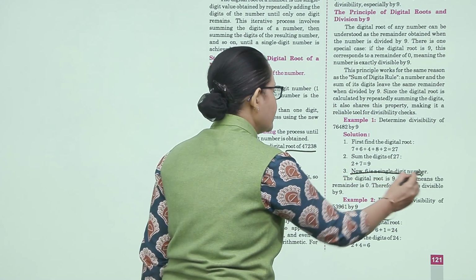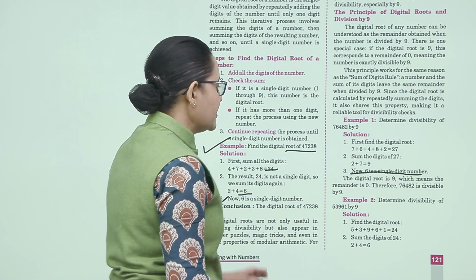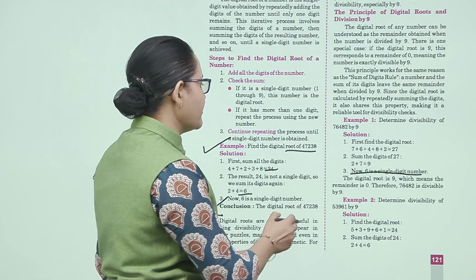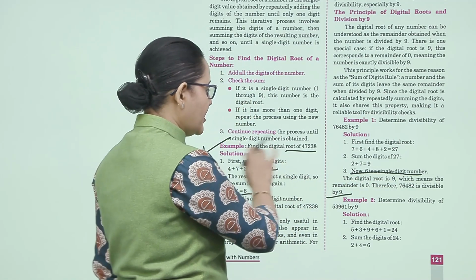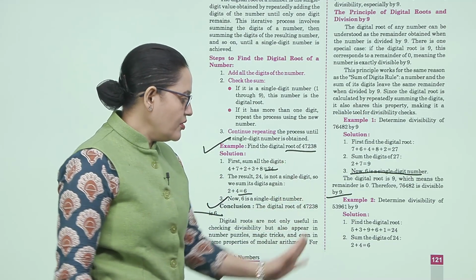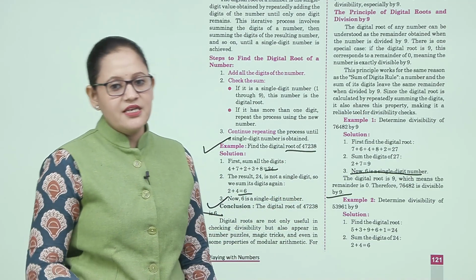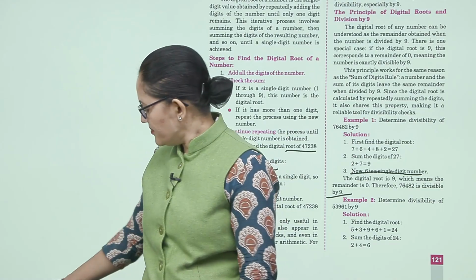9 is a single digit number, the digital root of 9, which means the remainder is 0. Therefore, the given number is divisible by 9.